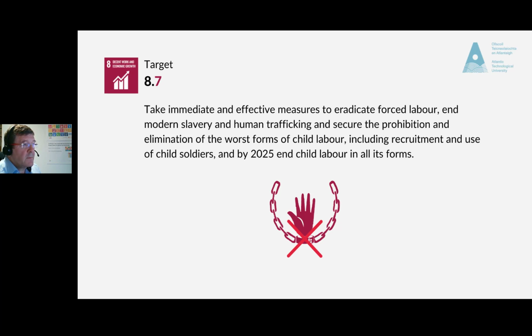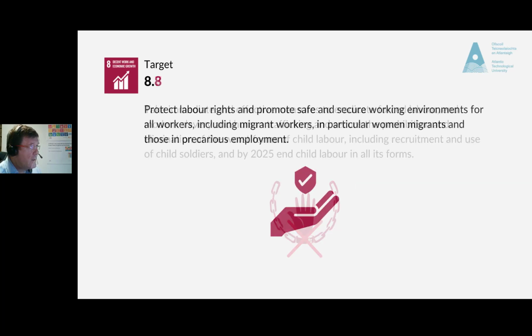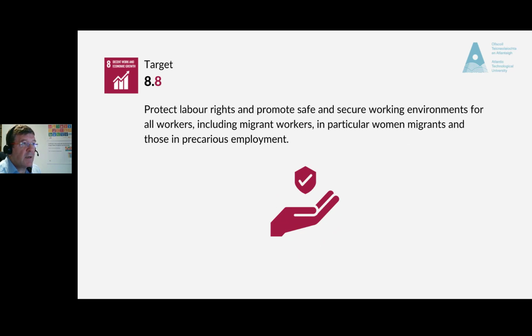And how is that going to be measured or monitored? The indicator for this is the proportion and number of children between 5 and 17 engaged in child labour by sex and by age. Target 8.8. Protect labour rights and promote safe and secure working environments for all workers, including migrant workers, in particular women migrants and those in precarious employment.